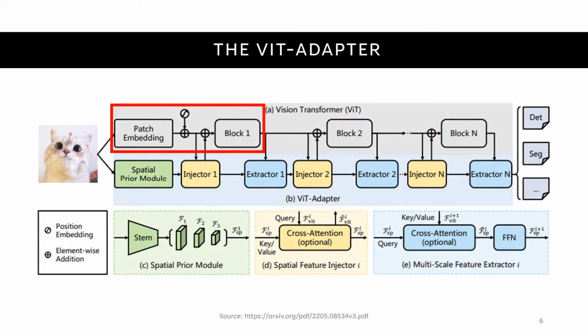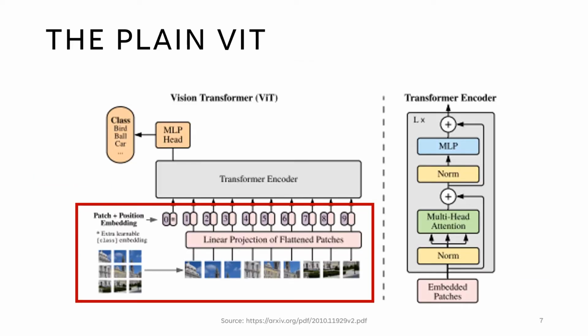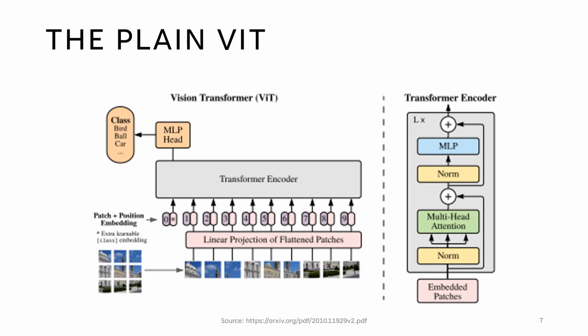Here we see the block diagram overview of the ViT-Adapter. First, we'll briefly look at the plain ViT. This is the vision transformer that many of you are familiar with. It first creates patches of the input image, flattens and projects these patches, and then embeds them with positional embeddings to input to a transformer encoder. These values no longer contain pixel information and are commonly called tokens, which are matched with positional embeddings.